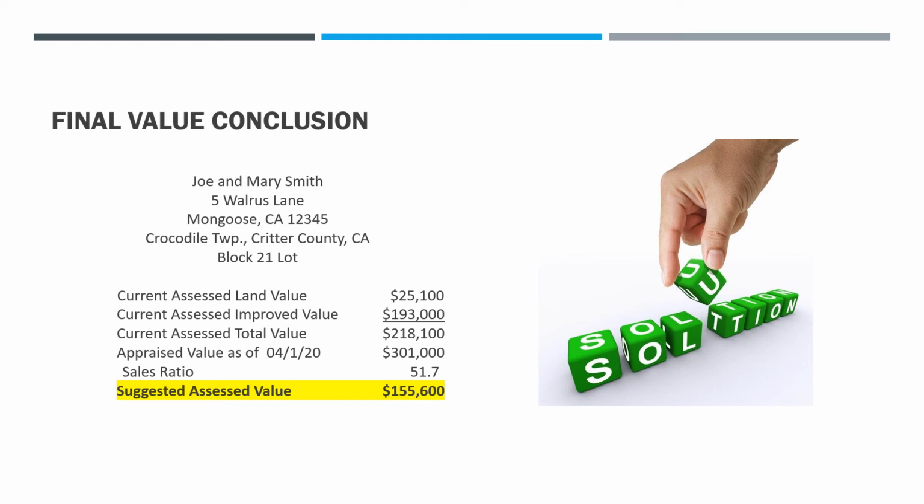So to come up with the suggested assessed value, we multiply the sales ratio times the sales price. That's the sales market price that we derived at. And we come up with a suggested assessed value of $155,600 rounded off.